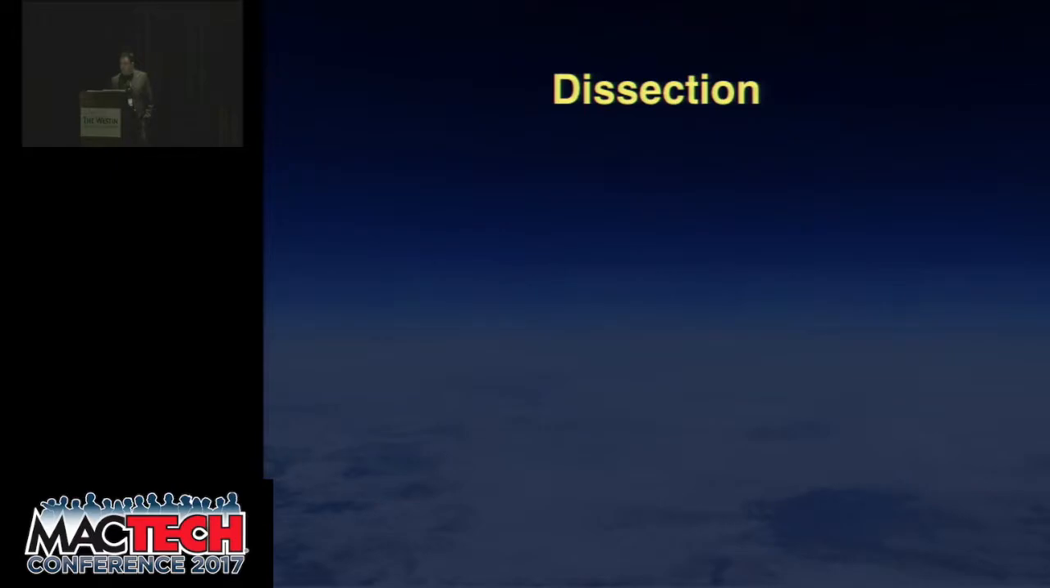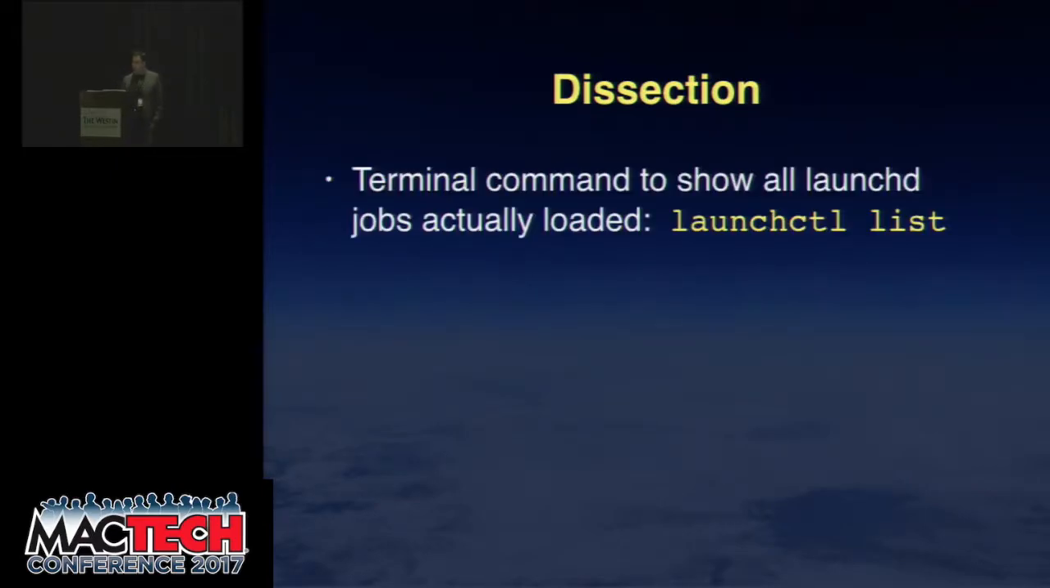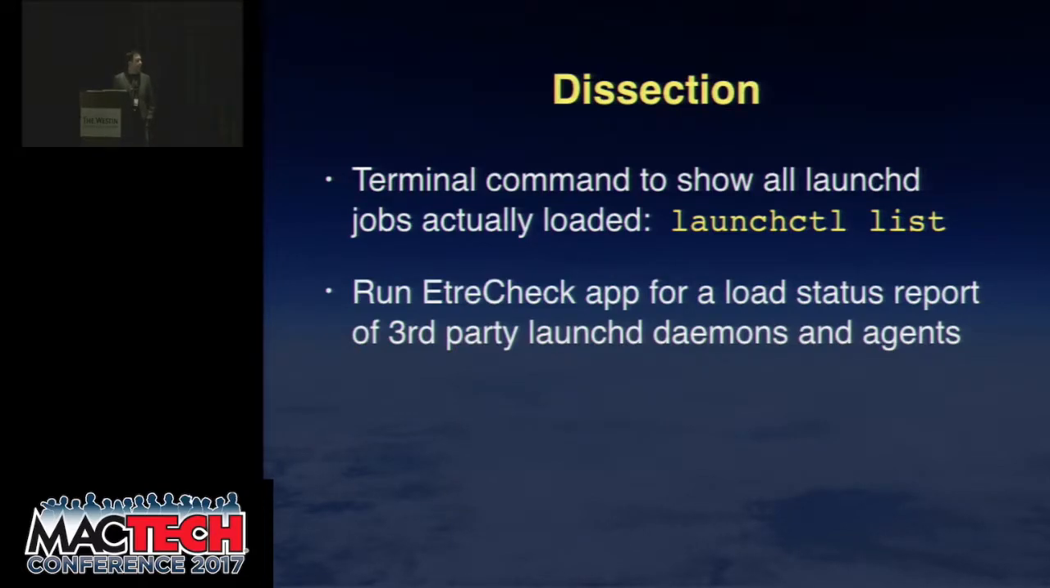So with all this override database confusion, how can you tell which LaunchD plists are actually enabled? Well, you could run this command, launchctl list, and this will show you all of the launch daemons and agents that are currently loaded and running. Or better yet, you could run EtreCheck. EtreCheck gives you a status report of all of the third-party launch daemons and agents and whether they're loaded or running or failed. I prefer EtreCheck, but I will use launchctl here in an example shortly.